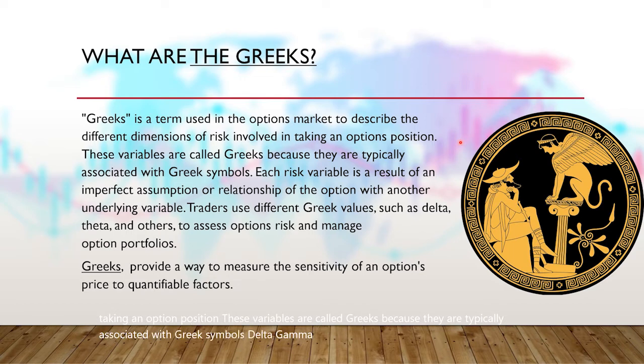Each risk variable is a result of an imperfect assumption or relationship of an option with an underlying variable. Traders use different Greek values such as delta, theta, and others to assess option risk and manage option portfolios. Trying to predict what will happen to a price of a single option or a position involves multiple options as the market changes can be very, very difficult.